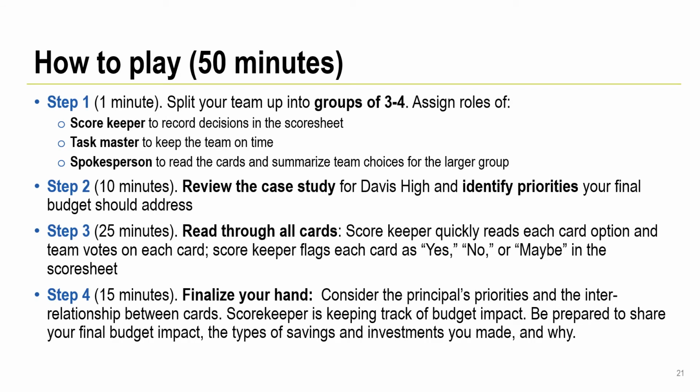Over the next 50 minutes, you'll break into small groups of 3 to 4 and play Budget Holdem for schools. In step 1, split up your team and assign roles: scorekeeper, taskmaster, and spokesperson. In step 2, you'll review the case study with your small group for Davis High and identify priorities that your final budget should address. Step 3 should take about 25 minutes.